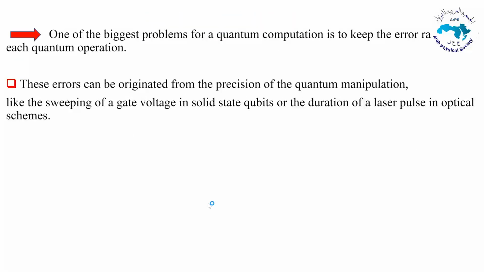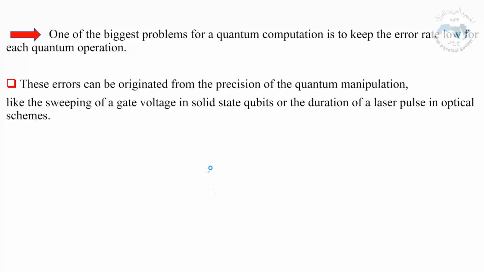One of the biggest problems for quantum computation is keeping the error rate low for each quantum operation. Suppose you want to have a quantum computer. If you do every calculation with a high error rate, then after some time you get very wrong results. You should reduce the error rate as much as you can so that you can do the calculation with confidence that it is correct with high probability.